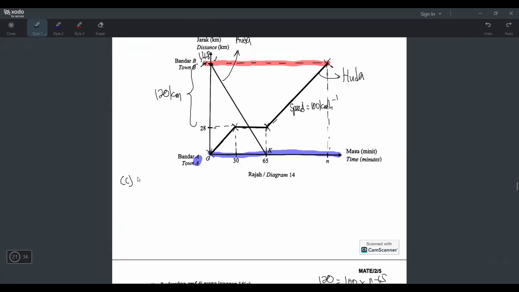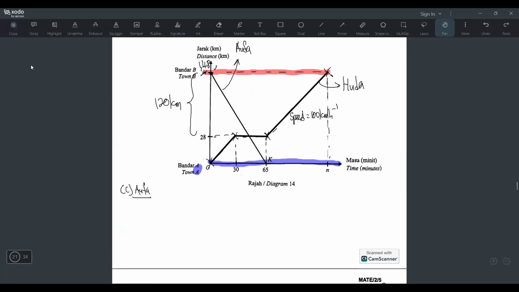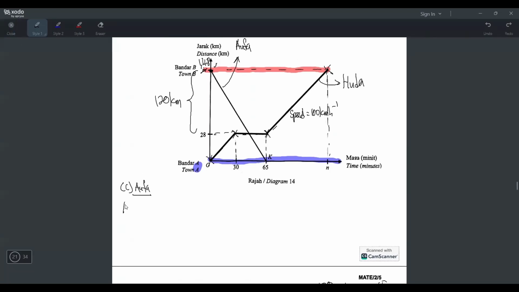So let's do Alpha first. How to find the average speed for Alpha? You need to know the formula for average speed. The average speed formula is total distance over total time. So for Alpha, the total distance traveled is 148 kilometers, because you travel from B to A. So that's the total distance, 148 kilometers.